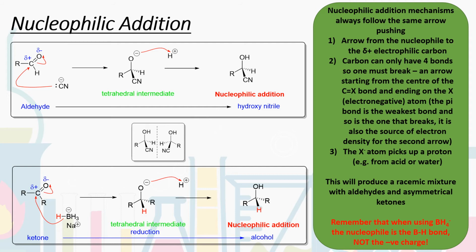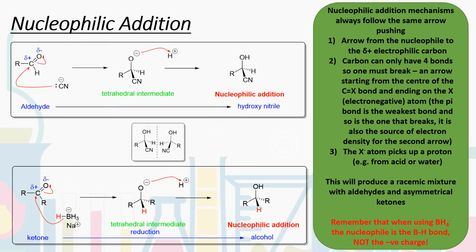Now if we have aldehydes or an asymmetrical ketone, where we don't have the same carbon group on either side, this will produce a racemic mixture, because the aldehyde has 3 different groups attached to the carbon: oxygen, R group and hydrogen. Once we've added our CN group on and picked up the proton, we now have 4 different groups attached to that central carbon. So it's a chiral molecule, it has an asymmetric carbon in there, and therefore this will exist as enantiomers.